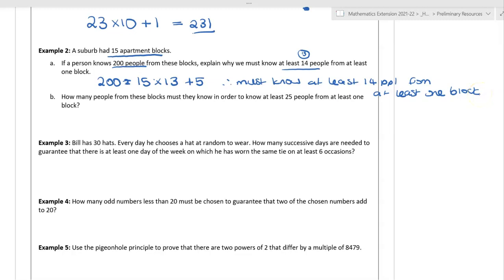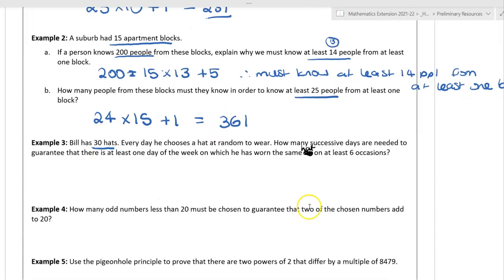How many people from these blocks must they know in order to know at least 25 people from at least one block? Okay, so we're going to go 24 times 15 blocks, add 1, so we get that extra person, so we know at least 25 people from one of those blocks. 361.